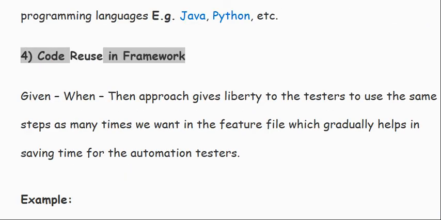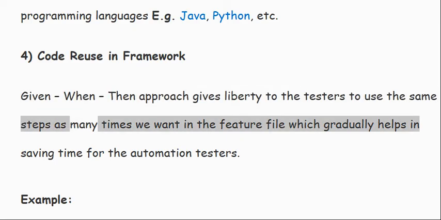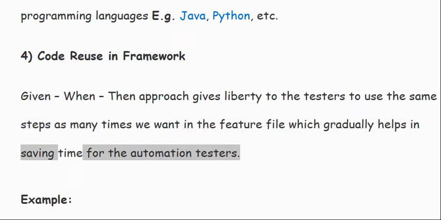4. Code reuse in framework. The given, when, then approach gives liberty to the testers to use the same steps as many times as we want in the feature file, which gradually helps in saving time for the automation testers.